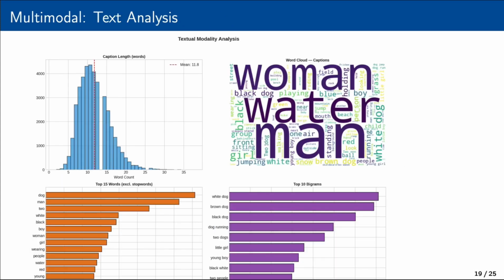For the text modality, captions average 11.8 words in length. Word frequency analysis shows dog, man, and two are the most frequent words after stop word removal, and the top bigrams are white dog, brown dog, and black dog. This points to a strong subject bias. The dataset is heavily skewed toward dogs and human subjects.